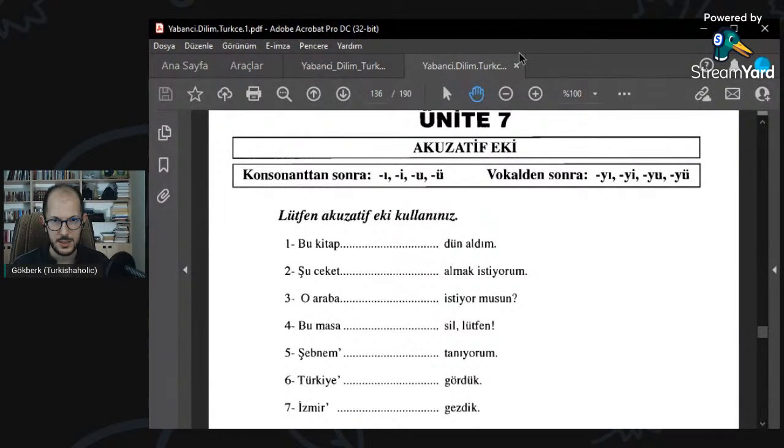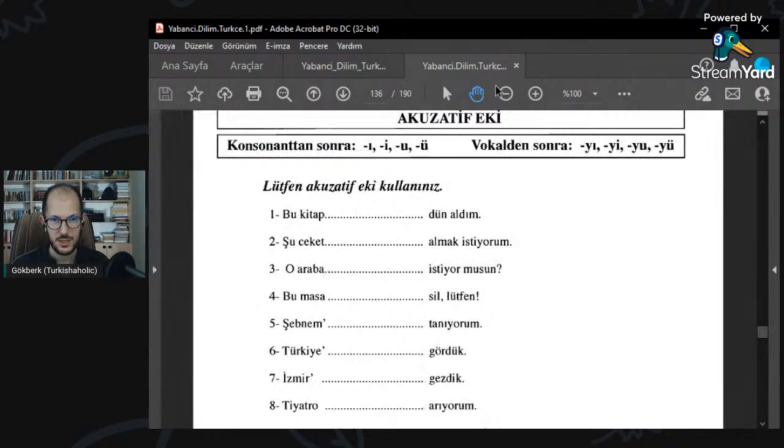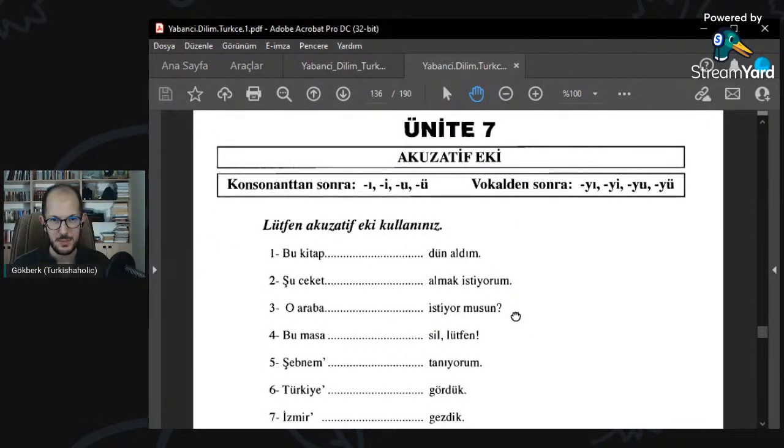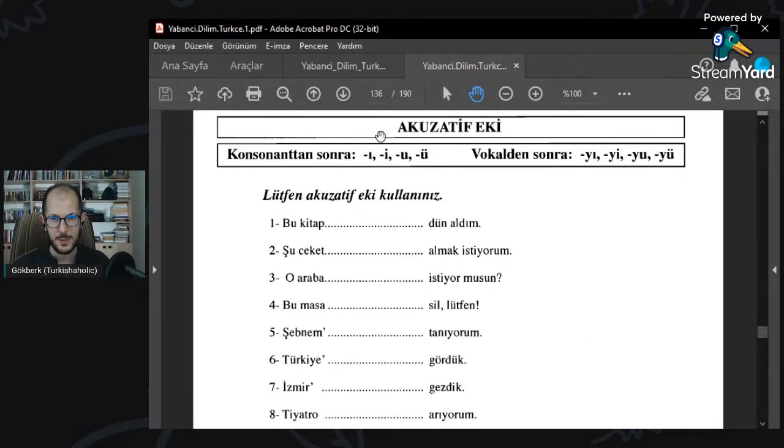So this is an exercise from the book that I just mentioned, the Yabancı Dilim Türkçe book. This is the 7th unit in the 2nd book. Okay, so we're going to do some exercises. You can see here that if the noun ends in a consonant, you just have to add the U, E, U, U variation. If the noun ends in a vowel sound, you have to add the U, E, U, U variation.